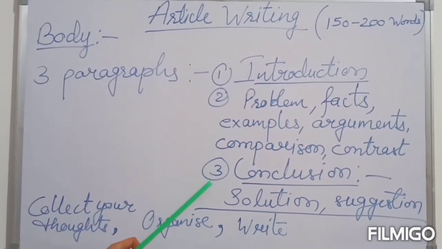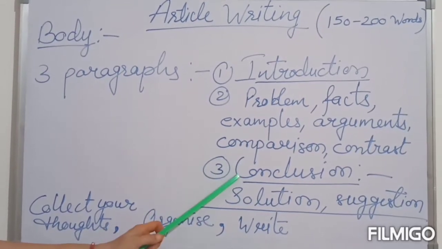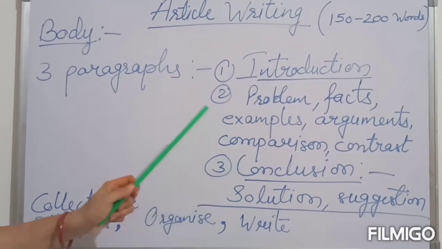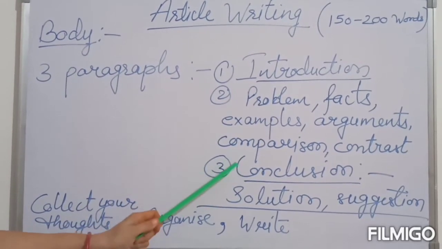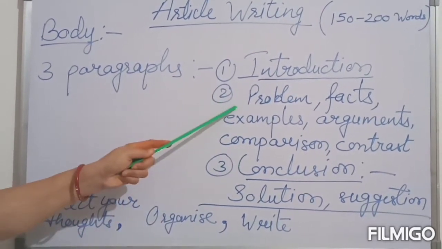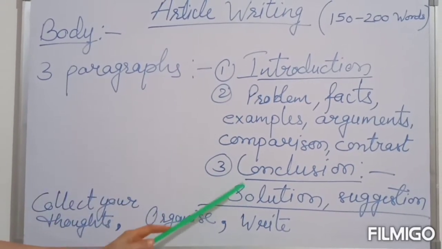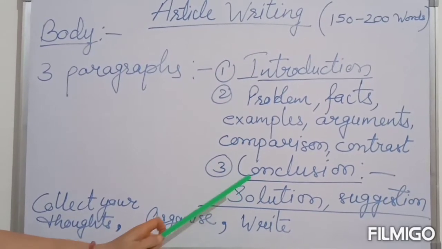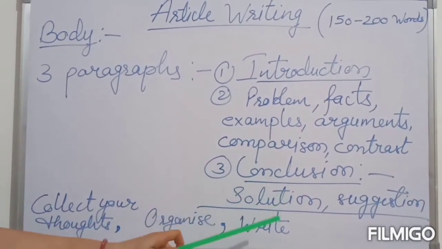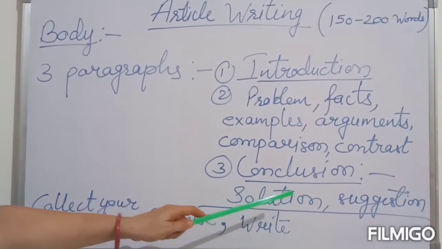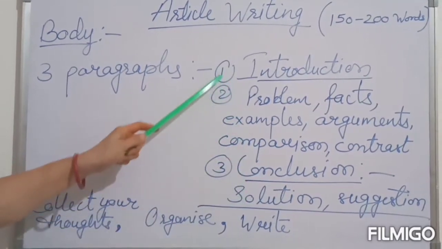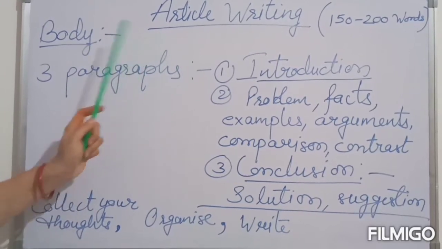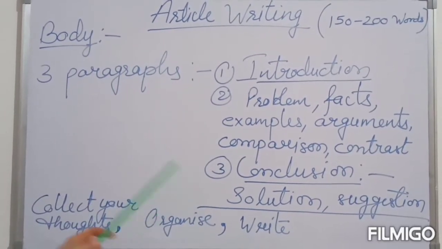Now comes the third paragraph, which is the conclusion. In the conclusion, you have to write down what happens when a problem is there. So you have to write down the solution to the problem. For writing the solution, you can put your own thoughts, your own ideas in the form of suggestions. So in this way, you can write a whole 150 to 200 words article in 3 paragraphs.